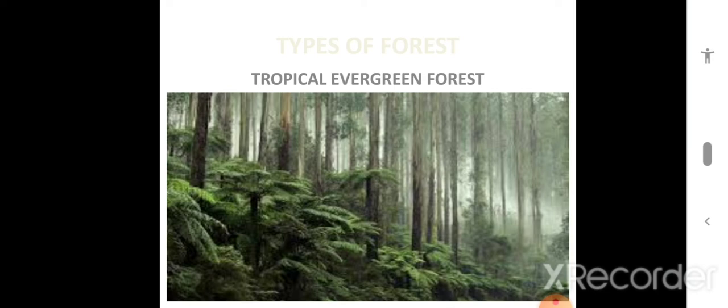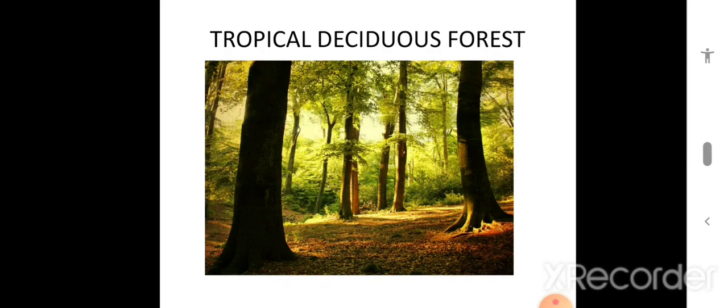This is about tropical evergreen forest: its features and the animal life we can see there. Next classification is tropical deciduous forest. These forests are also known as monsoon forest. They are generally found in the monsoon regions of the world where rainfall is around 150 centimeters and the temperature ranges from 20 to 48 degrees Celsius.